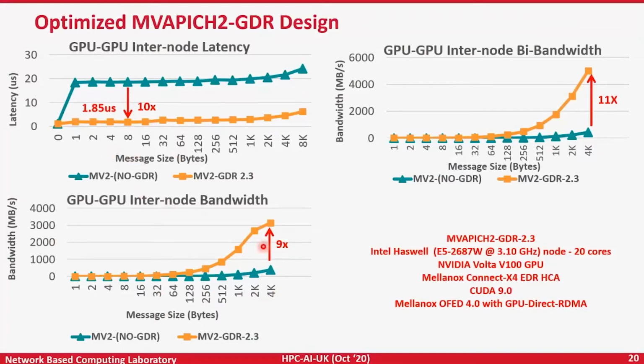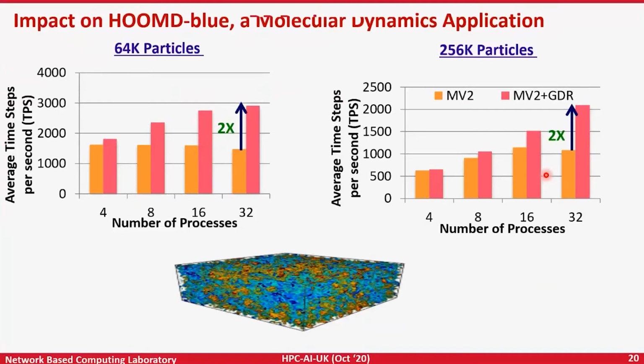And that gives a very big performance gain. Compared to a library that is not CUDA aware, you get almost 10x improvement here. Bandwidth-wise, you get 9x and 11x improvement. So that gives a big impact on applications. This is HOOMD-blue, a molecular dynamics application. Higher is better. As you can see, instead of using a regular library, if you use a CUDA-aware library, you can get almost a 2x improvement.